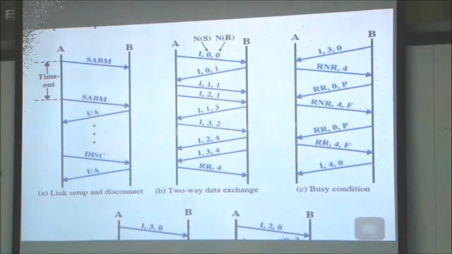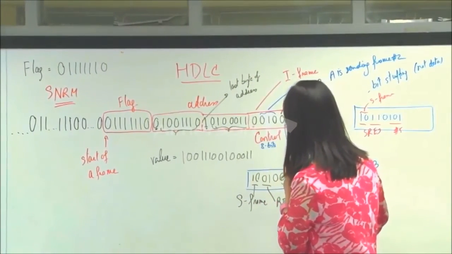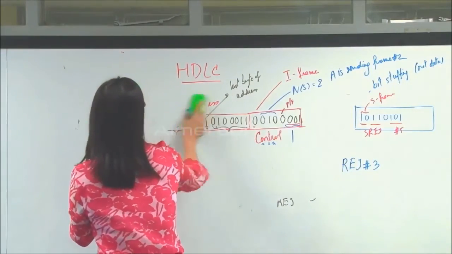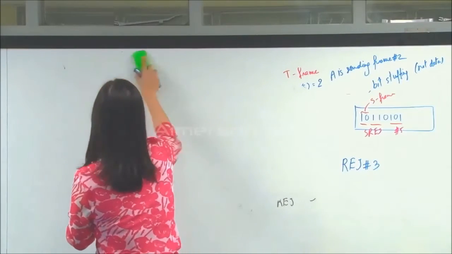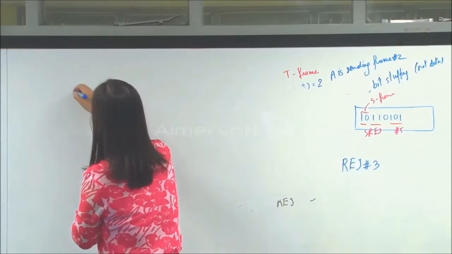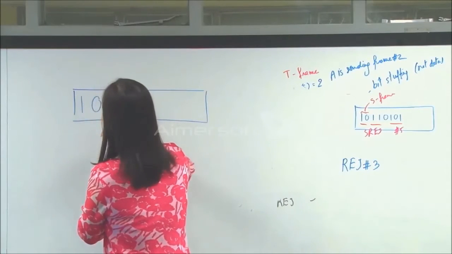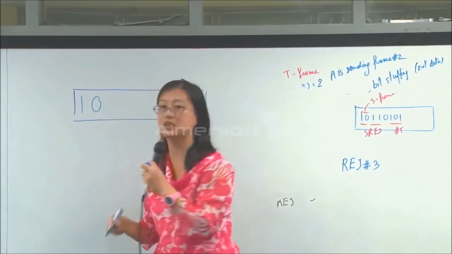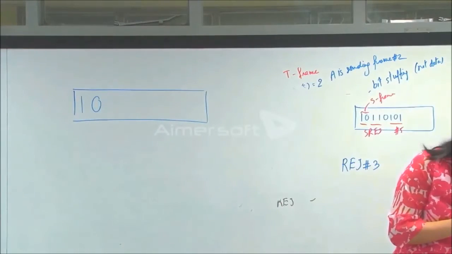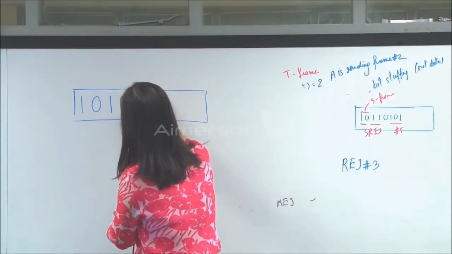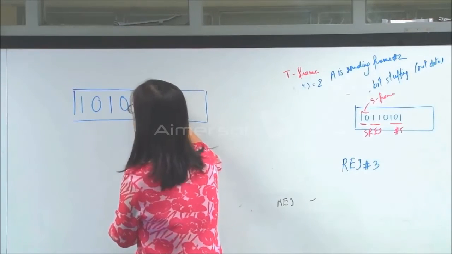Okay. Now let's look at this RR0 pole. We say that the control, we have a poll/final bit. Let me delete this. We have a poll/final bit, right? So this is a supervisory frame, and we have RNR 4. So RNR is what? RNR is 1 0, maybe? Yeah, 1 0. Okay. So 1 0, poll, and then 4, right?